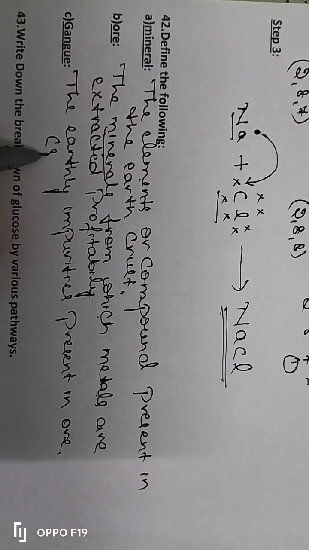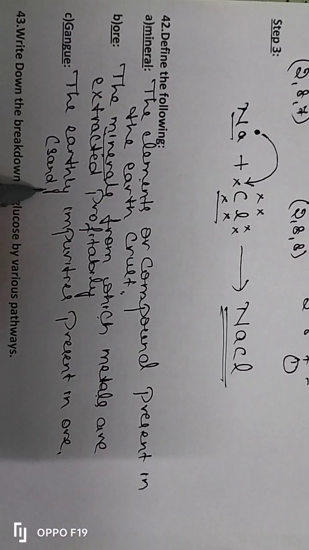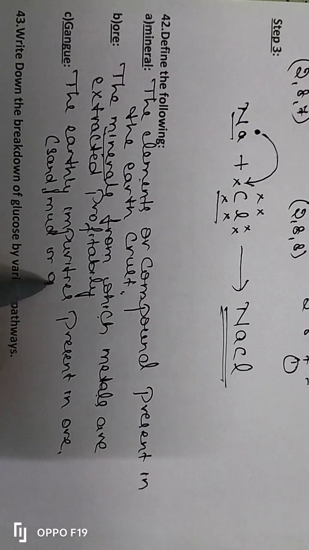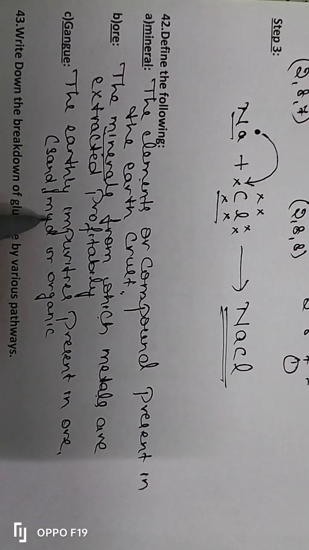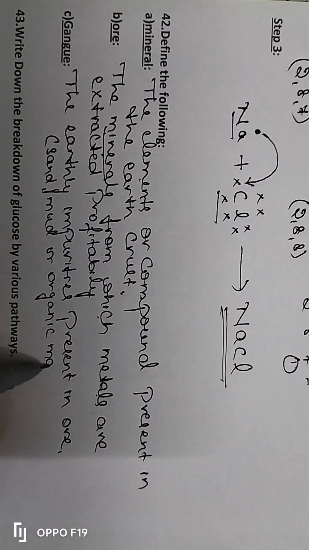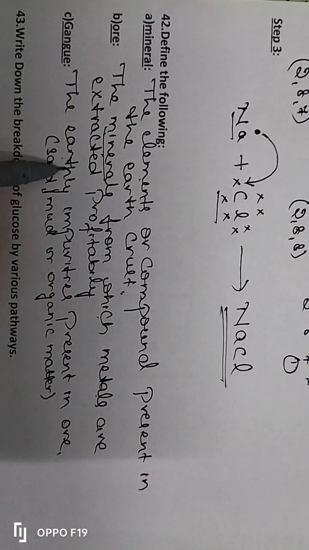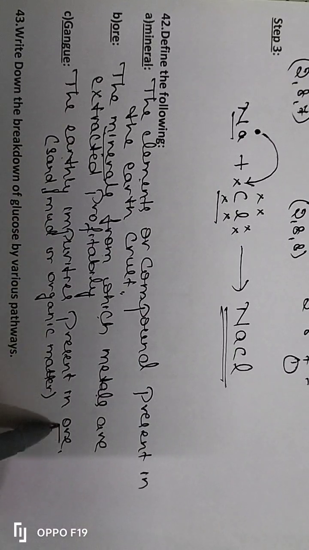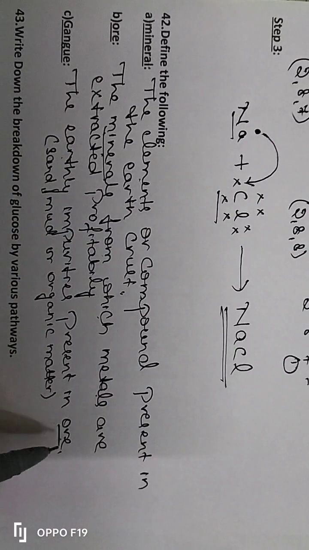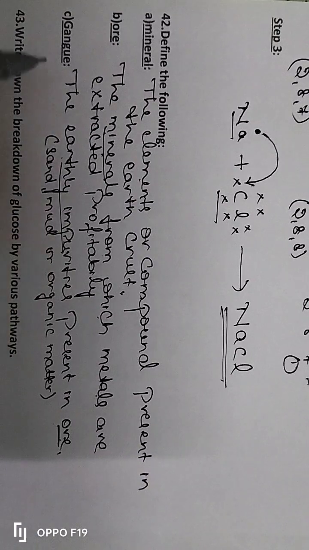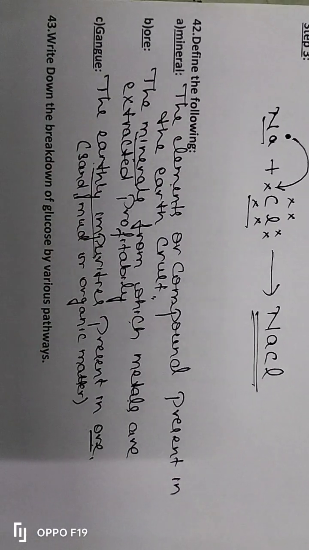Which may be the earthly impurities? The earthly impurities may be mud, sand, or organic matter. All these together are called earthly impurities. And these earthly impurities are present in ore. If the ore contains the earthly impurities, then they are called ganj.